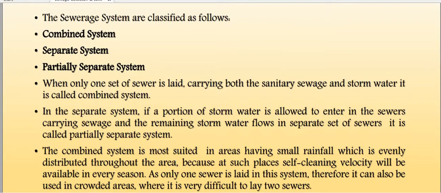Okay, when only one set of sewer is laid, that is only one pipe or one conduit is laid for carrying both the sanitary sewage and storm water, it is called the combined system. That is the first system. That is, when only one set of sewer, the pipe or the conduit, is laid carrying both the sanitary sewage and the storm water, it is called the combined sewer.